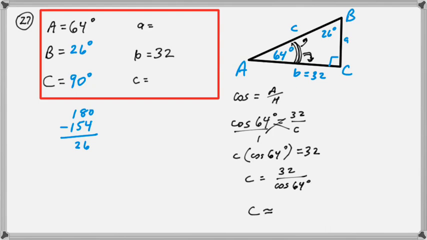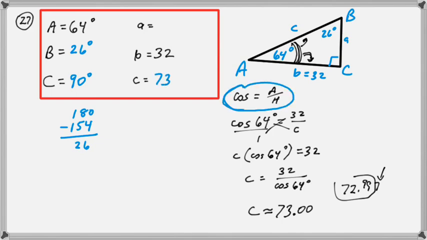Punching that in your calculator, just 1 second. I think it rounds to 72.997. If you round that, it's going to round to 73. So side c is 73. Cosine is adjacent over hypotenuse. So you could have used Pythagorean, but we're doing trig.